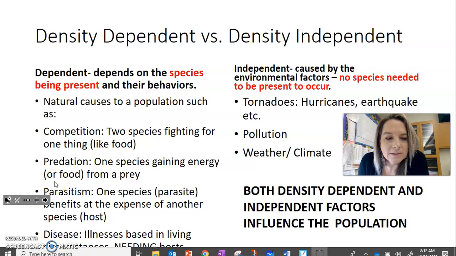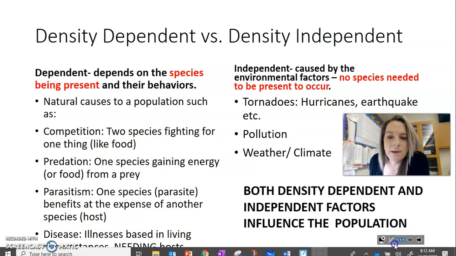So I wanted to just take a quick second to discuss the difference between density-dependent and density-independent factors. This is the one extra thing that we're going to be looking at this week. To depend on something means that you need it there. You are dependent upon something, and it requires something else there in order to occur. Independent means that you can do something whether something is there or not.